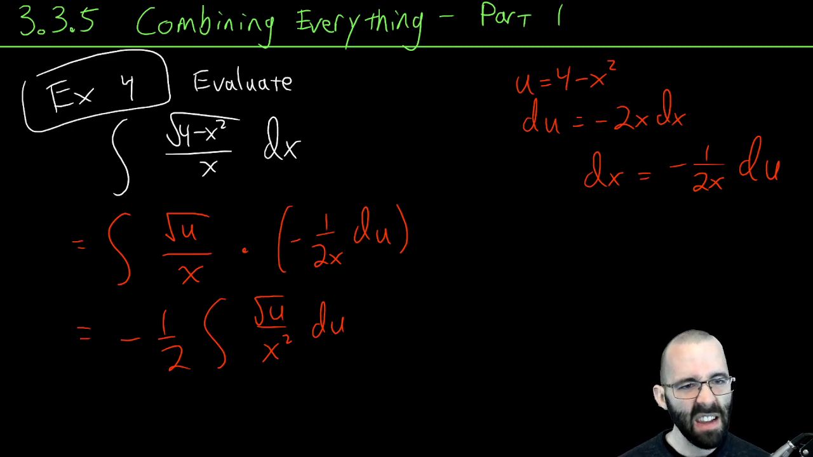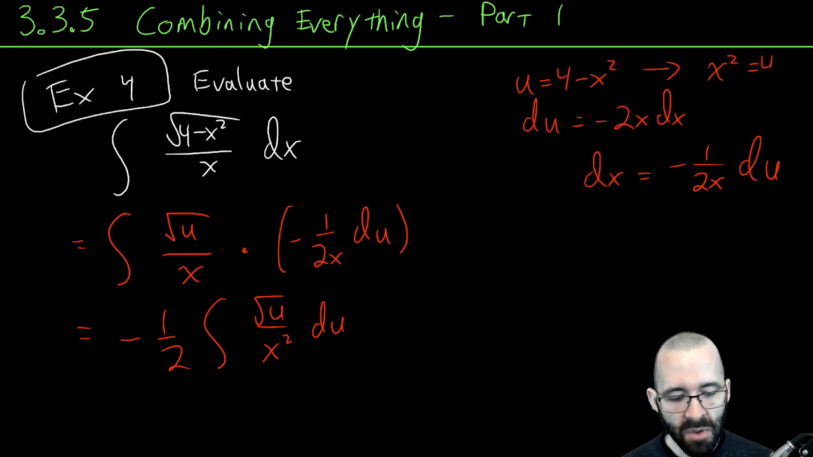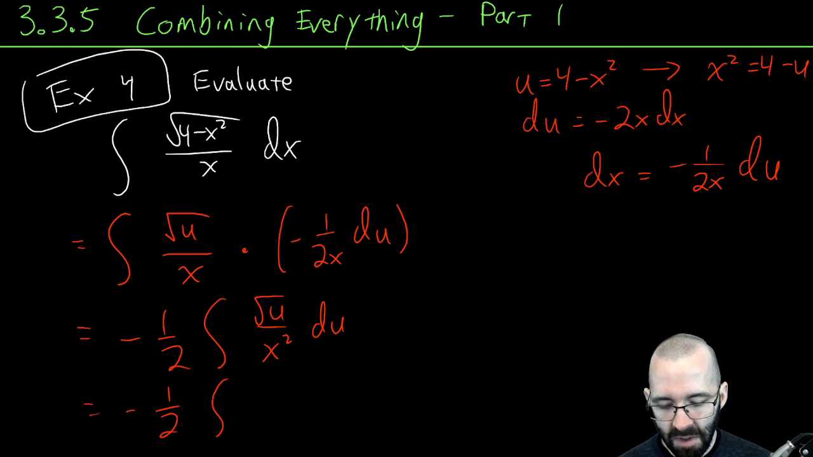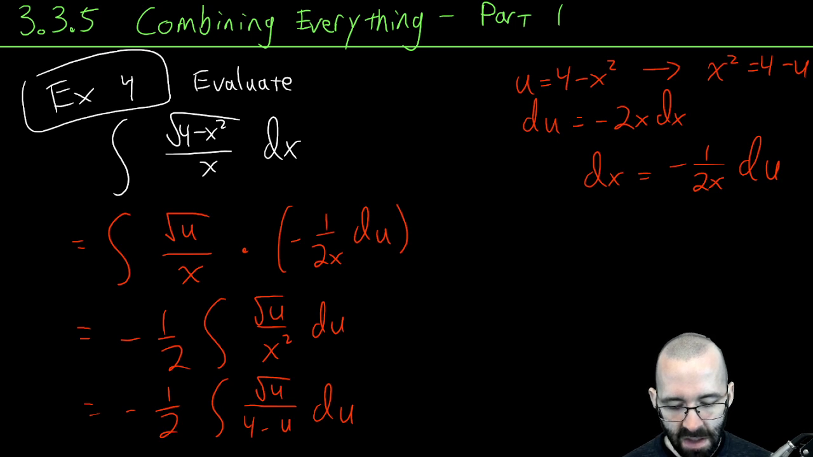Maybe this is working, maybe not. What is x squared? x squared is 4 minus u. This is a negative 1/2 integral square root of u over 4 minus u du. I don't think this is any better.